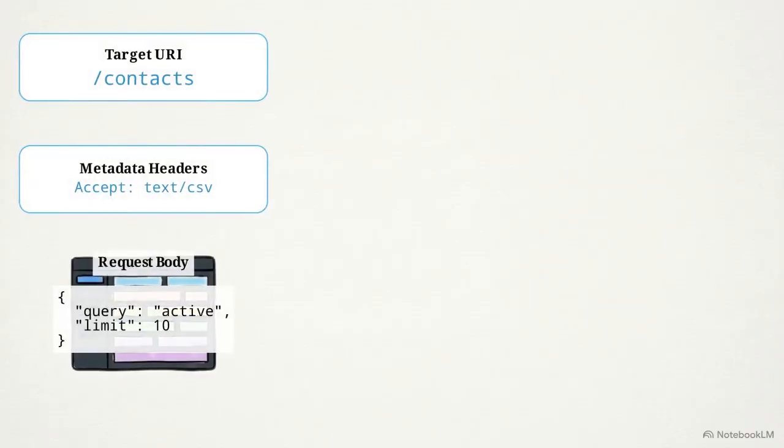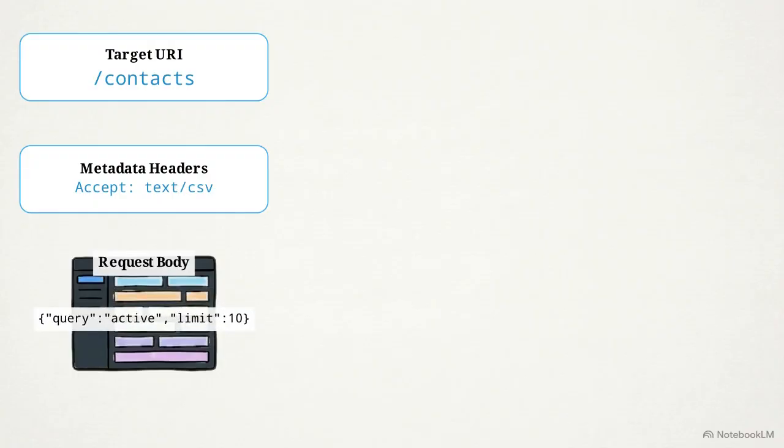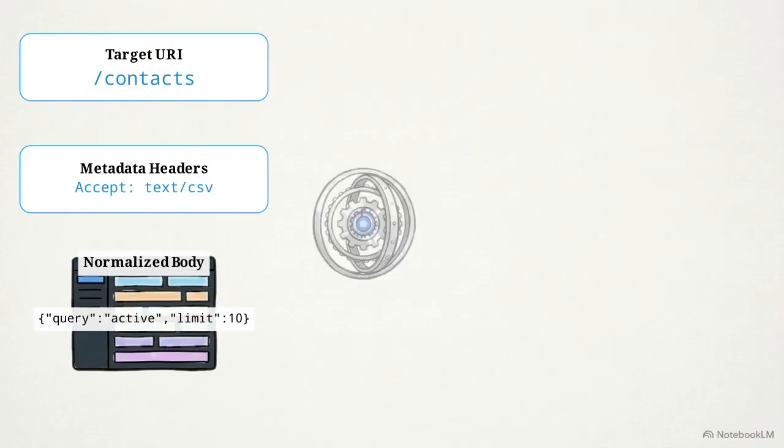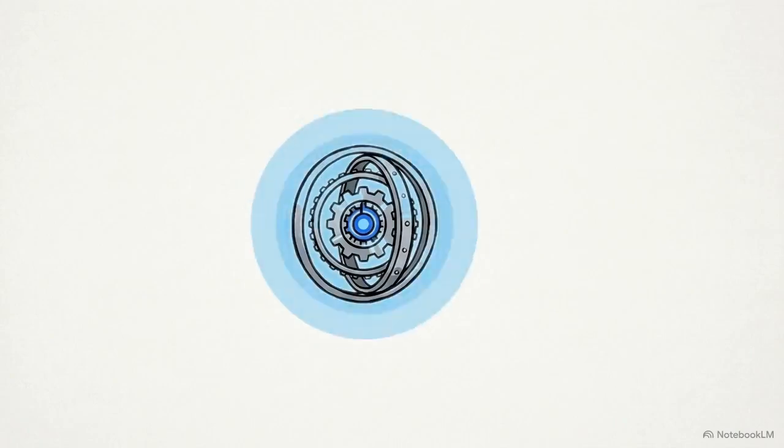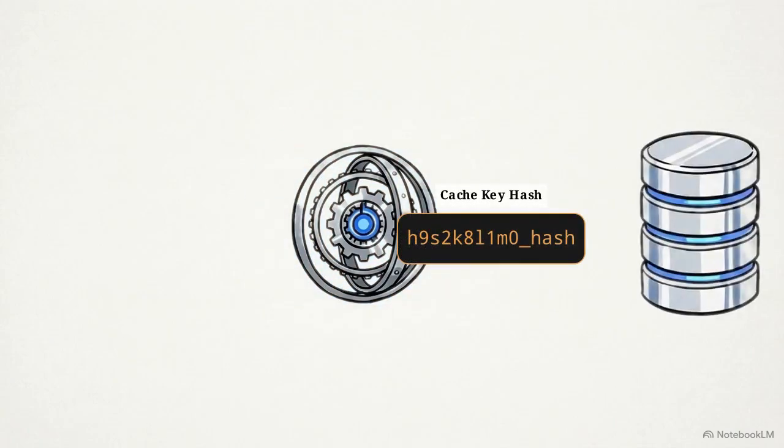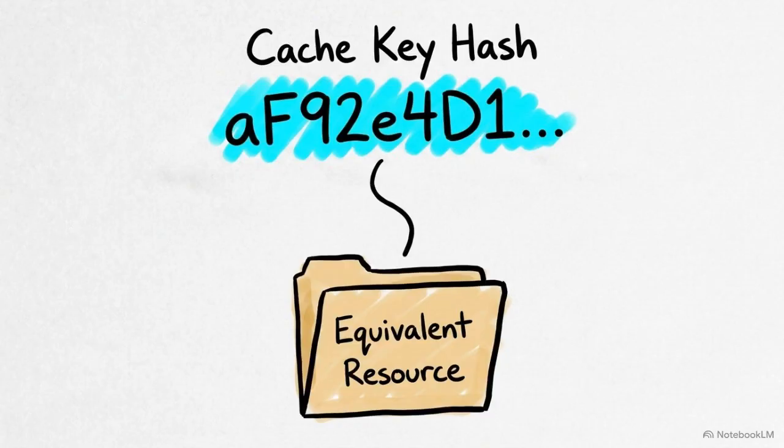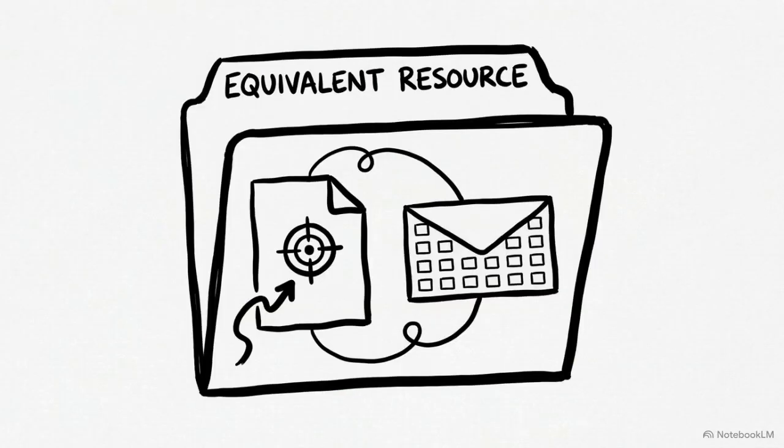Caching a request that contains a body payload introduces significant technical complexity to the network layer. To generate a cache key for a QUERY, the cache normalizes the request body, stripping out semantically insignificant encoding differences. It then combines that normalized body with the URI and metadata to calculate a unique hash. This process creates what the RFC calls an equivalent resource. The server generates a conceptual resource representing the exact mathematical combination of the query content and the target.